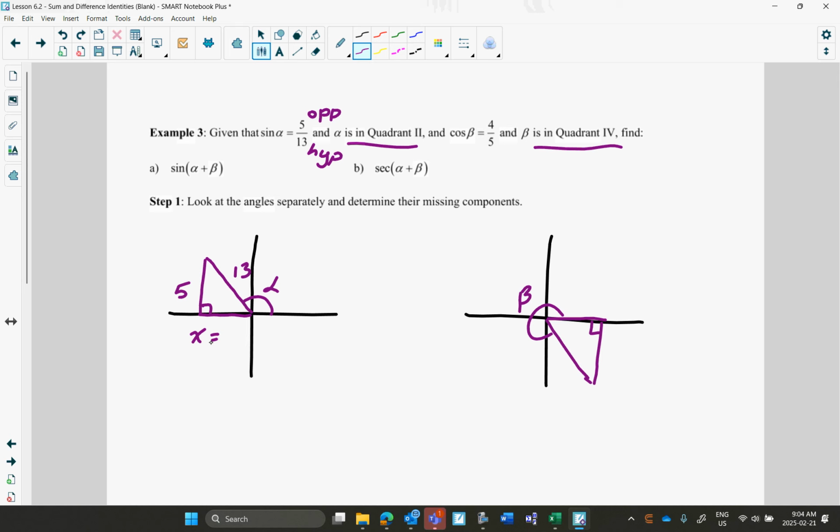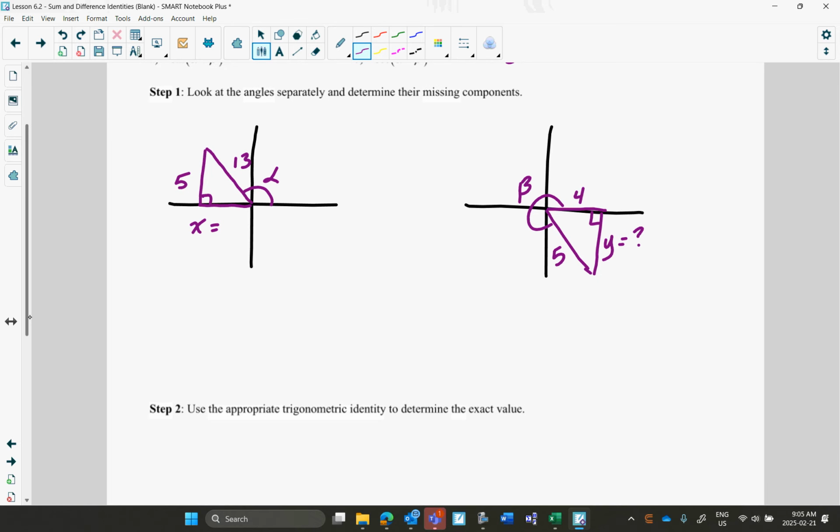For beta, I'm given the cosine, which is adjacent over hypotenuse. Hypotenuse here is 5. Adjacent is the horizontal side, 4. And it's the opposite that I don't know, that I have to figure out by Pythagoras. So I've got to do Pythagoras twice on two separate triangles. Once I have all the sides, I can do all the trig ratios or the sum of them. I can add them, I can subtract them, I can do whatever I want to them once I know all the sides.